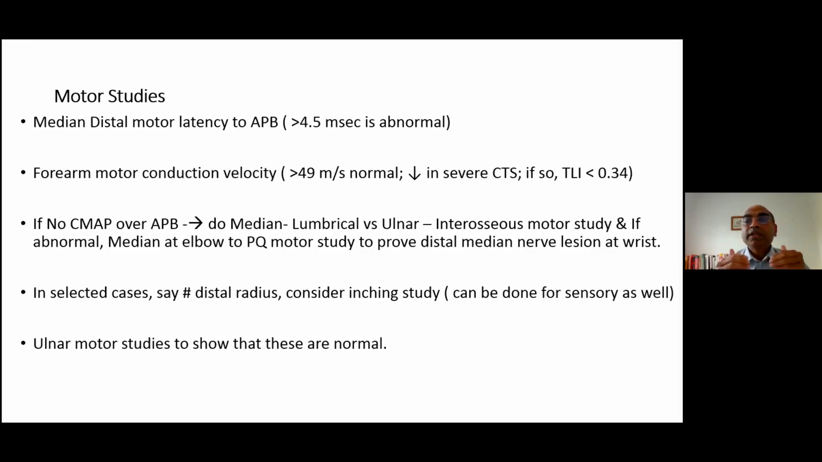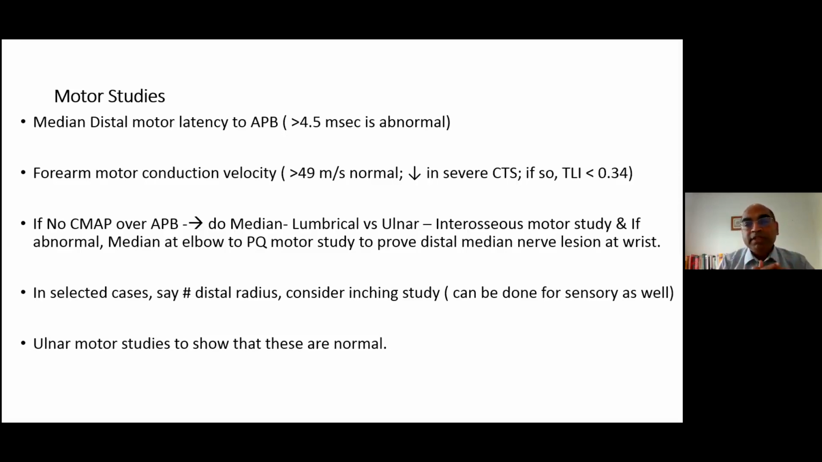So these are the studies which help us to understand or diagnose it. And if we don't have any CMAP over APB, then how do we say that the forearm motor conduction velocity is normal in those cases? You can do those lumbrical and interosseous studies. On top of it, if you do an elbow stimulation in the median, record from pronator quadratus, and if that velocity is normal, then you can say that the problem is distally in the wrist, not further up.